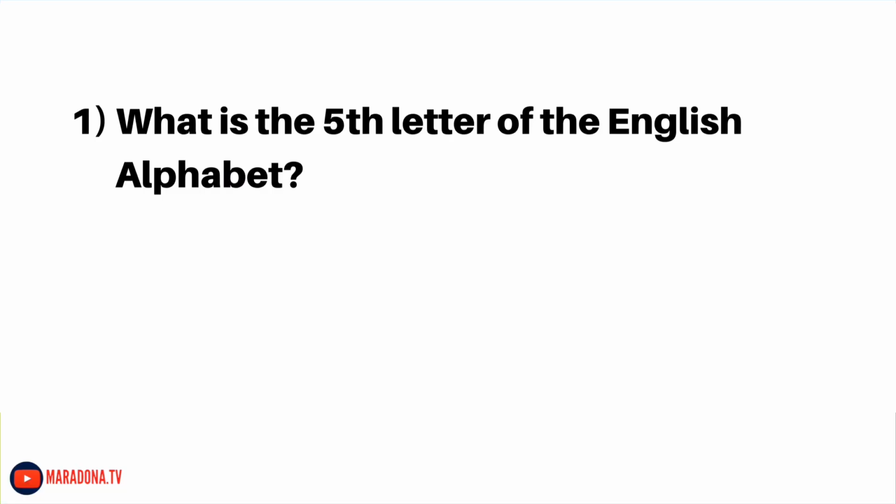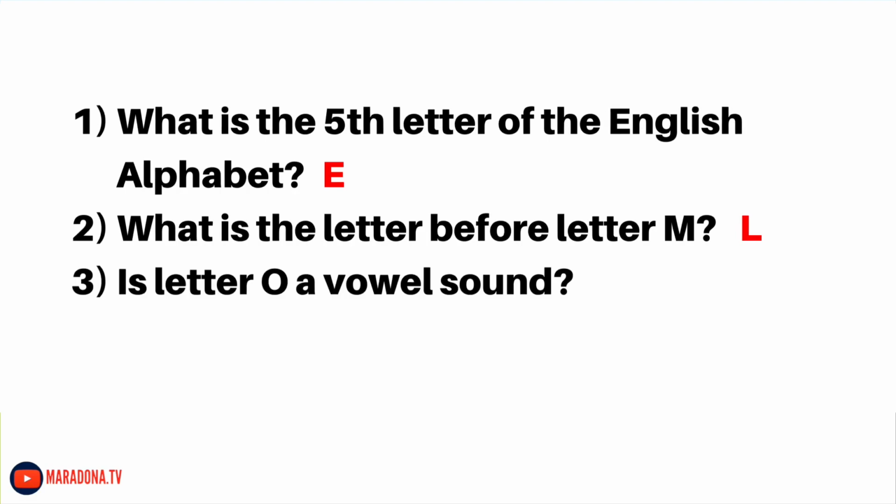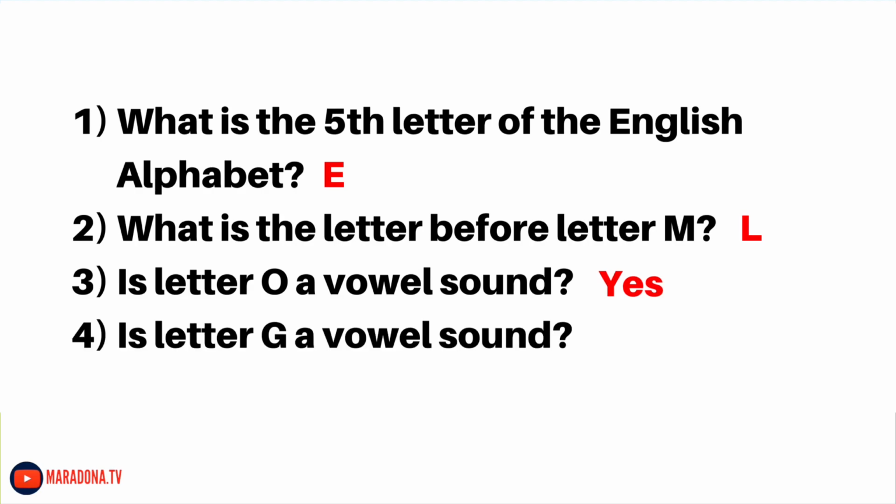Time is up. Let us check your answer. What is the 5th letter of the English alphabet? The answer is letter E. Second question. What is the letter before letter M? The answer is letter L. Third question. Is letter O a vowel sound? The answer is yes. Number 4. Is letter G a vowel sound? The answer is no.